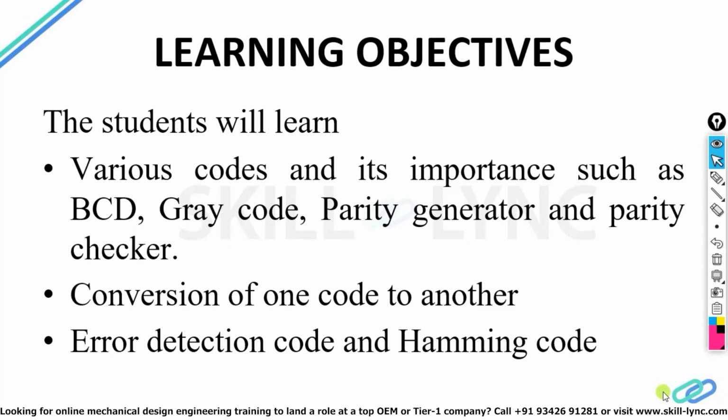So what are the learning objectives? After this video, you will learn the various codes and their importance. Codes like BCD code, Gray code, what is a parity generator, what is a parity checker, how we can convert from one code to another code, what is error detection, meaning what is an error and how we can detect it, what is the Hamming code, how we can utilize the Hamming code for the detection of error, and so on.